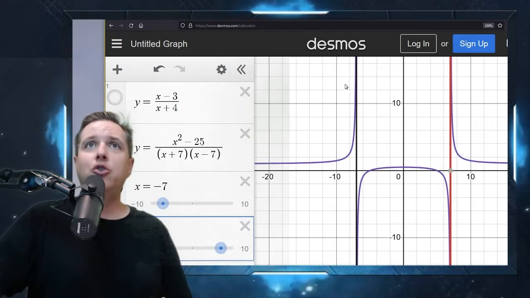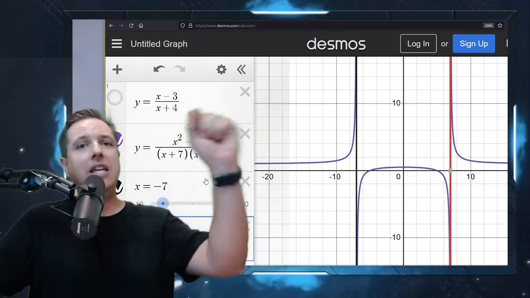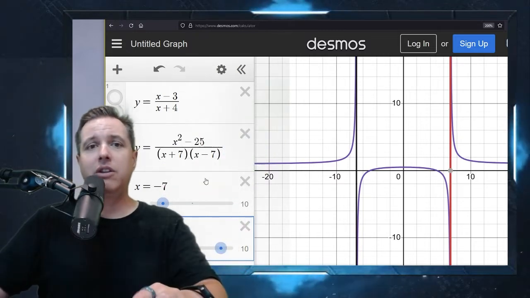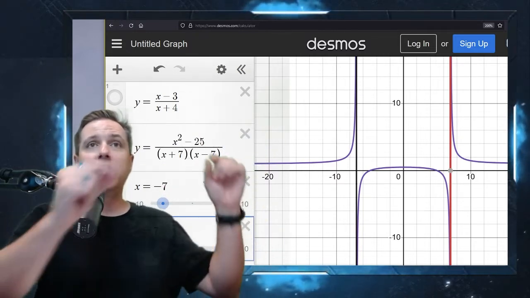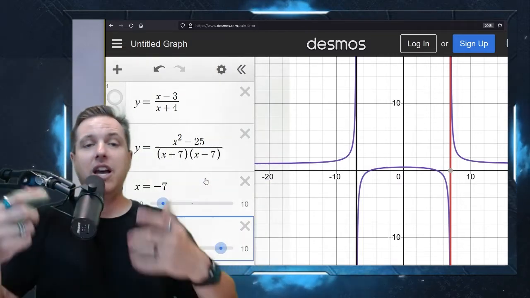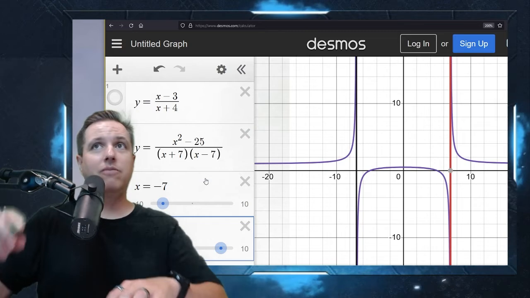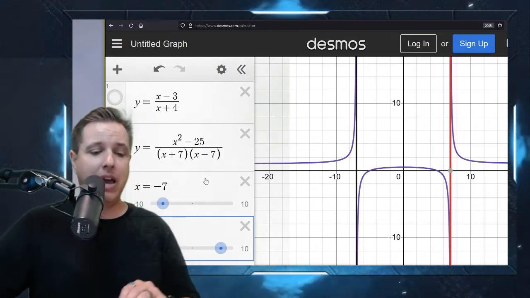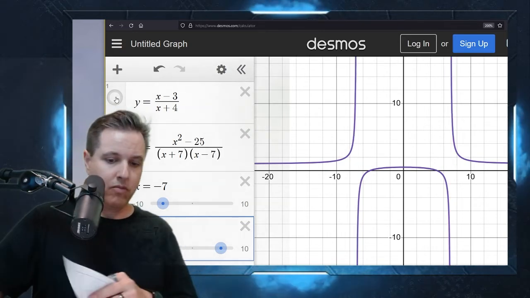So we see we've got 2 vertical asymptotes, one at each place where the denominator is equal to 0. So it's really just that simple. Take your denominator, set it equal to 0, solve it, and you're going to get your vertical asymptotes. Okay? So that's what we have for vertical asymptotes.